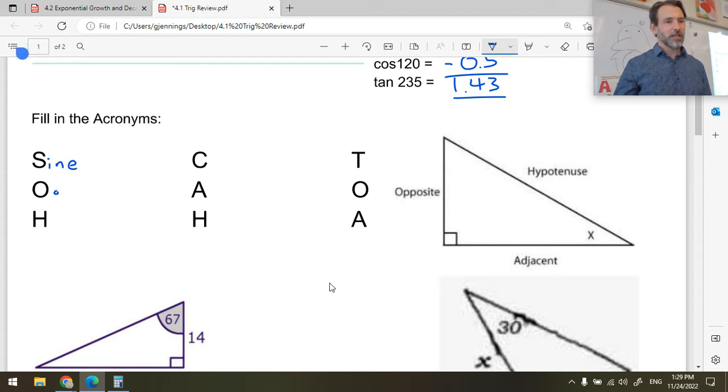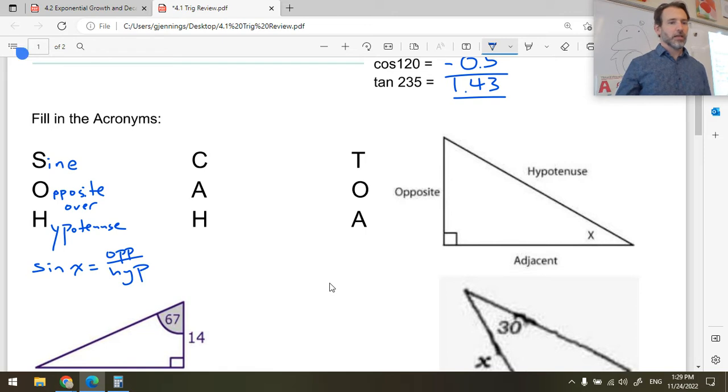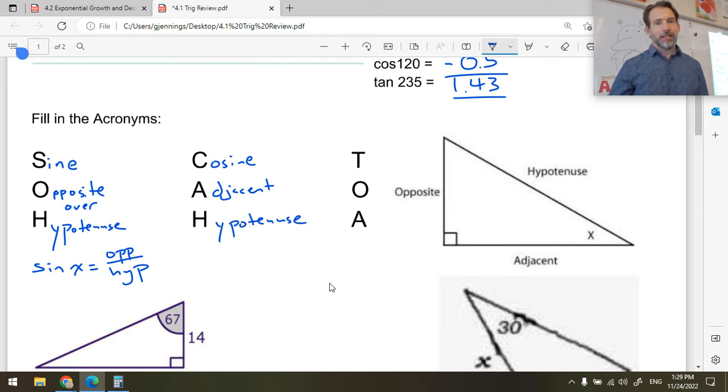Okay. Sine is opposite over hypotenuse. And so it would be written this way: sine x equals opposite over hypotenuse. Okay, so that's sine x. Cosine, well, that's adjacent over hypotenuse. And tangent is opposite over adjacent.